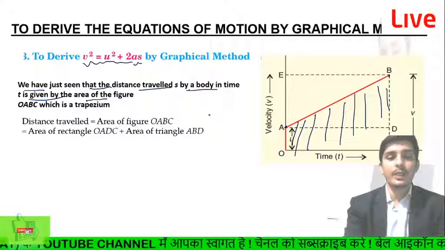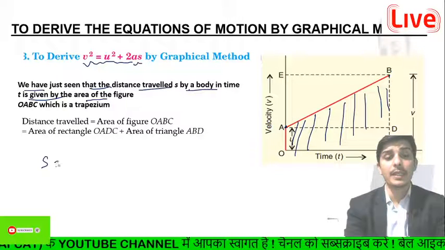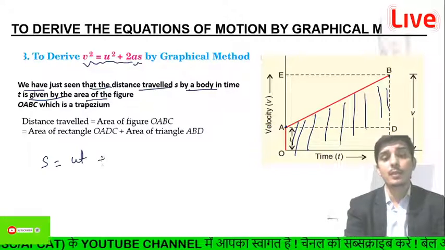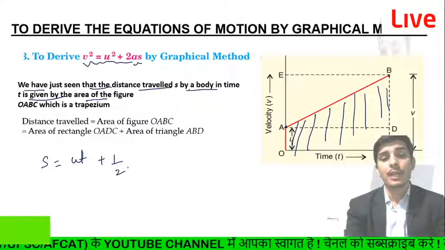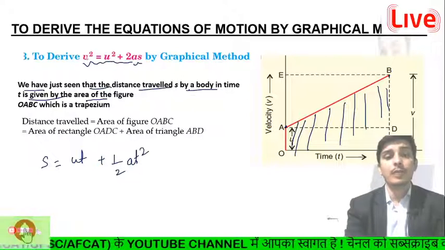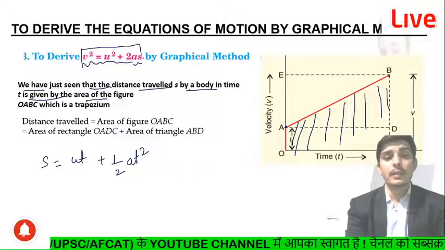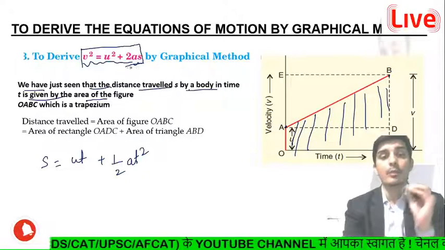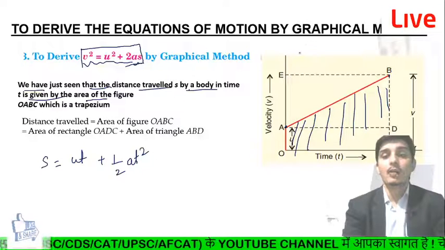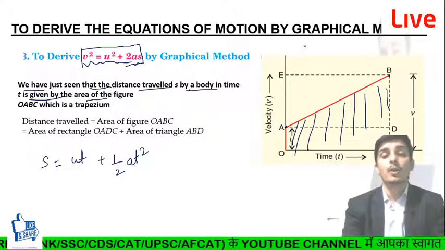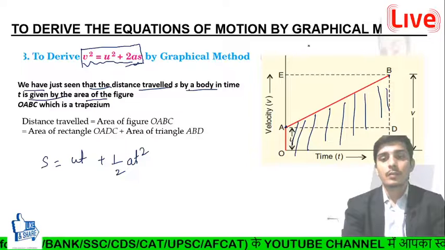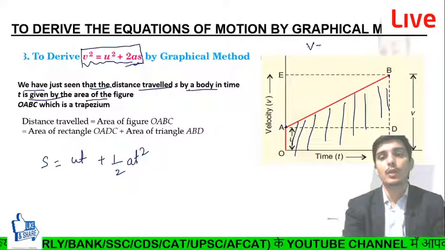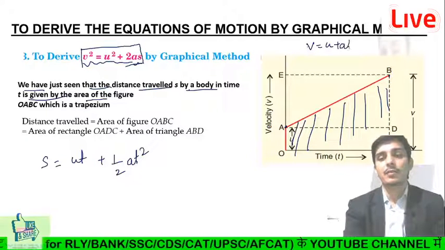So we have s equal to ut plus half at square, but we have to derive an equation that doesn't have t. So now I am going to remove t. How can we remove t? Because we know that v equals u plus at, right?